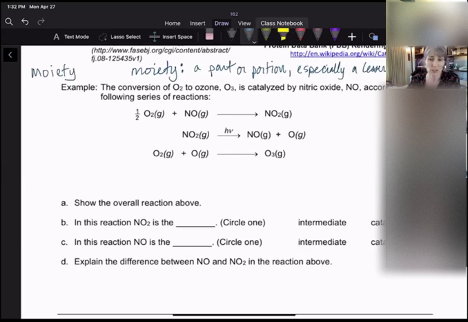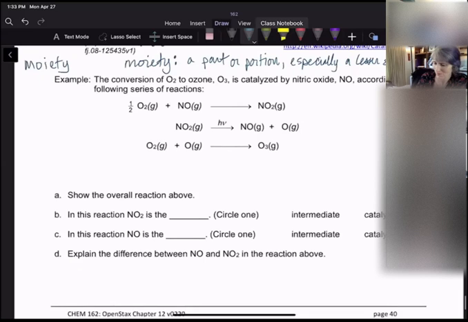Moiety, in general, means a part or a portion, especially a lesser share. That was interesting. The anthropology definition came up first, in terms of groups of people, groups of cultures. Then I clicked on the chemistry definition, and it's a distinct part of a large molecule. I always interpret it to mean a functional group. Well, that would work pretty well, right? Because that's a distinct part.